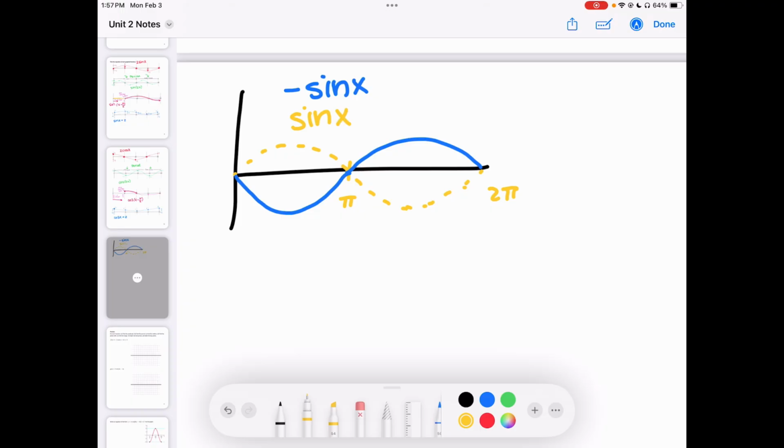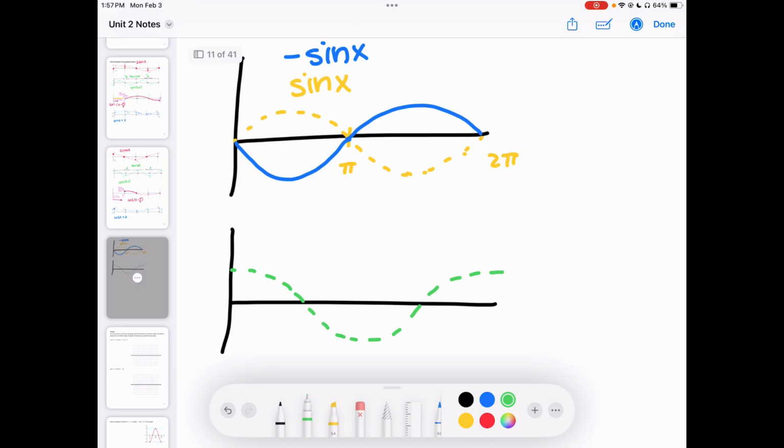Okay. Cosine would do the same thing. So if I had cosine, that's my original. Let's do red, negative cosine of x. That would mean that I am simply switching my values, my positive and negative. Okay. Your y's would switch.